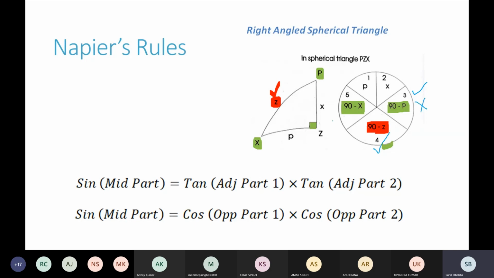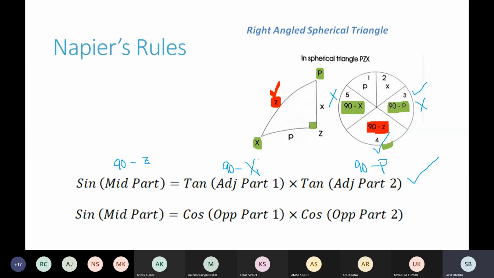So number 3 cannot be taken as a middle part. Similarly, number 5 cannot be taken as a middle part. So we take number 4 as our middle part and बाकी के दोनों हैं adjacent. So we will use the adjacent formula here. It says sine of middle part, that means sine of 90 minus small z is equal to tangent adjacent part 1. One part is 90 minus x and the second part, adjacent part, is 90 minus p.